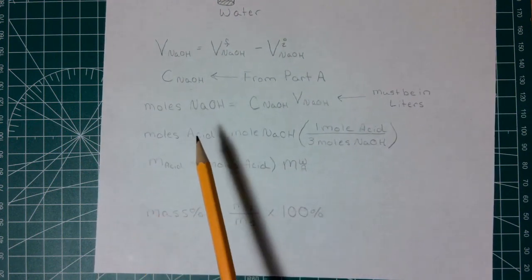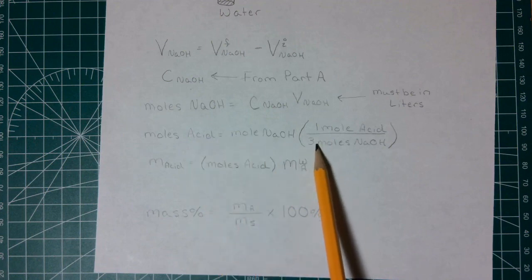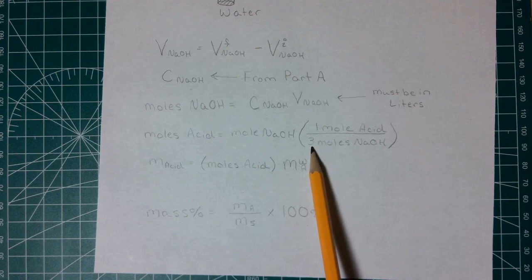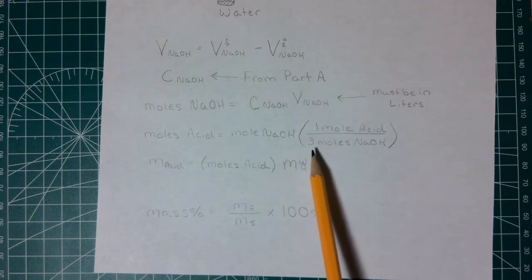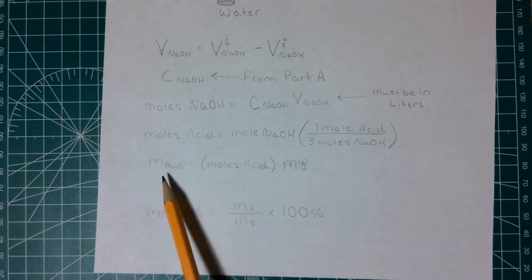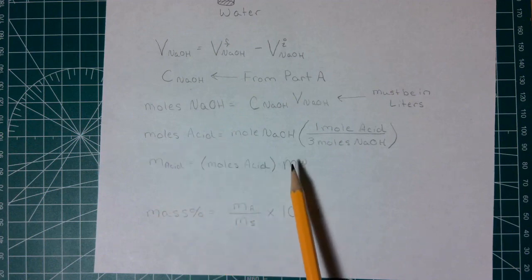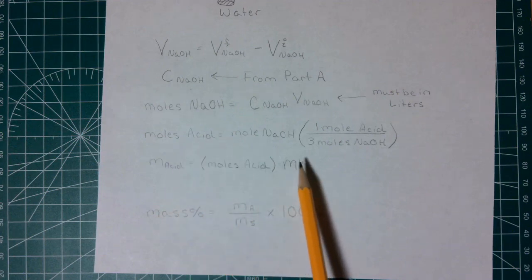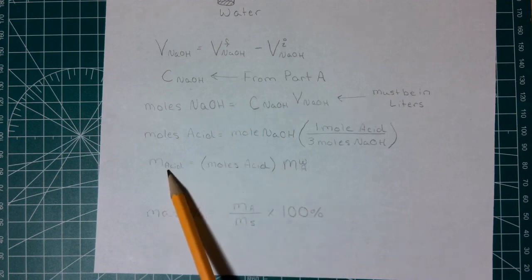We will again calculate the moles of acid, just like we did before. Again, paying attention to whether we have a triprotic, diprotic, or monoprotic acid, and putting the appropriate coefficient in here. Finally, we'll calculate the mass of the acid by taking these moles and multiplying it by the molecular weight. So we got grams per mole times moles. We should be getting out grams.